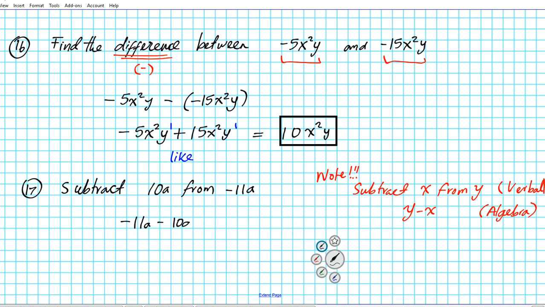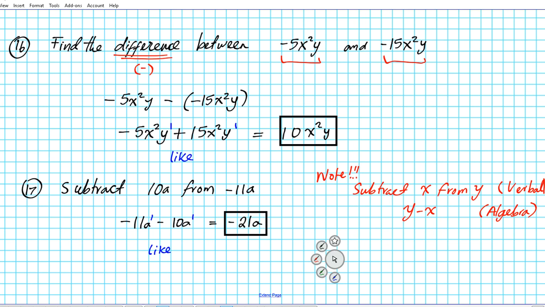All right, so do we have like terms here? The coefficients are both rational. The variables are exactly the same with identical powers of 1. We have like terms, so we can combine. Let's go ahead and combine. The signs are the same, so add and keep the sign: negative 21. And then bring down the variable a. And that's the answer to question number 17.